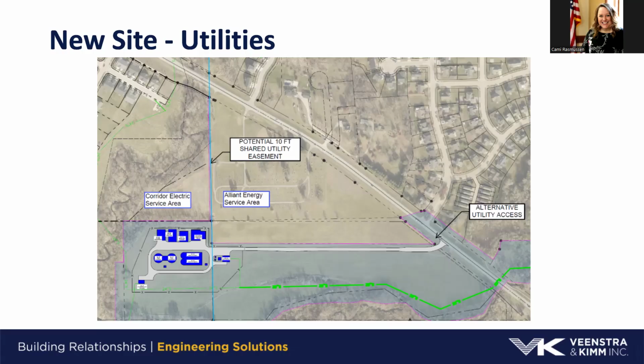REC, Linn County REC. Yeah. Linn County REC is now Corridor Electric. They changed their name. I didn't know that. Yeah, about a year ago. They did that.